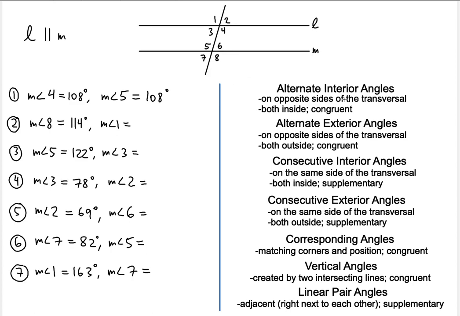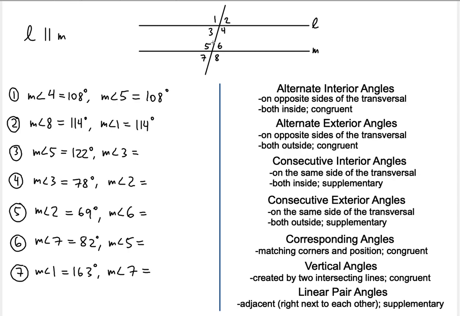But this time, it's not inside, it's outside, as you can see. They're further out, because 1 is above line L and M is below line M. So it has to be alternate exterior angles. And just like the interior angle case, they must be congruent. So 8 and 1 are congruent, so thus the measure of angle 1 is also 114 degrees.